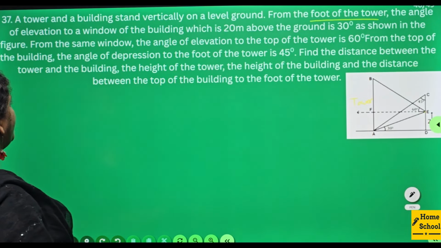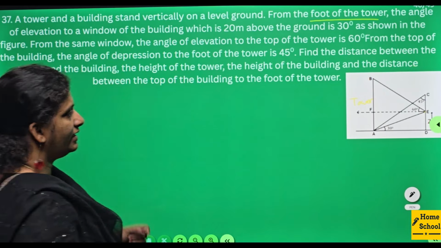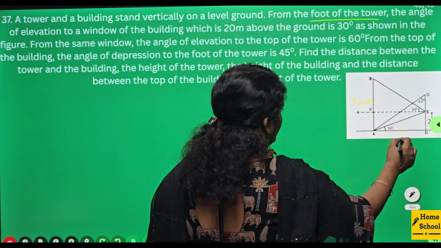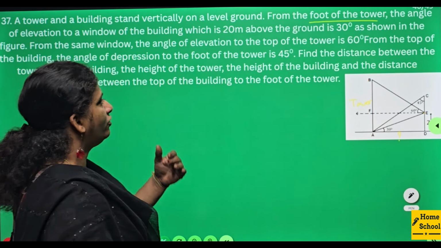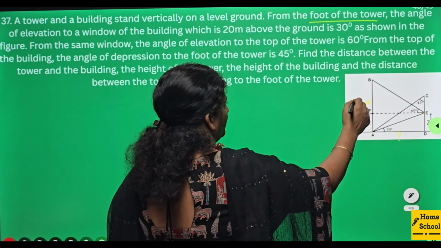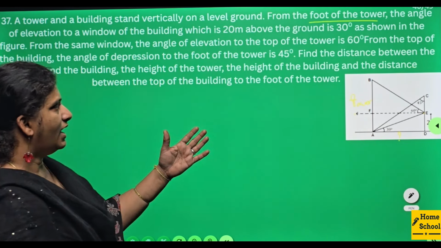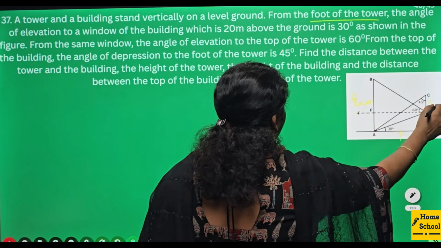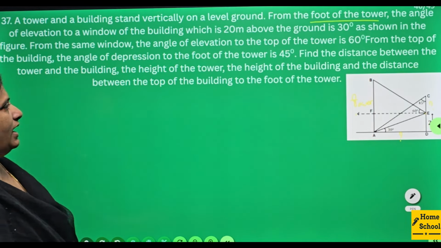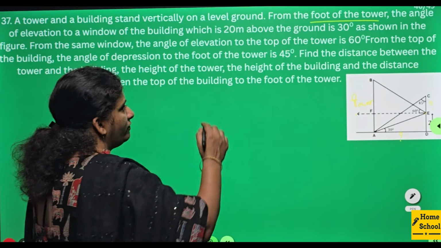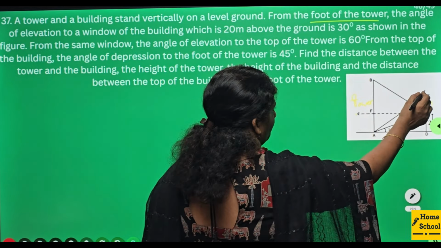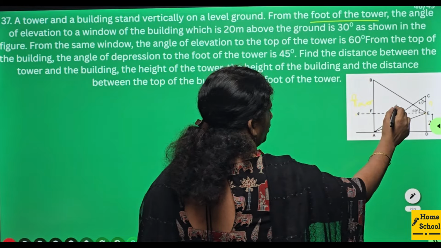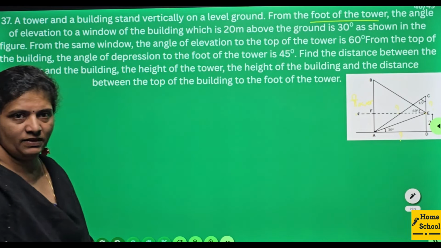Find the distance between the tower and the building, which means AD, we want. The height of the tower, AB. The height of the building, and the distance between the top of the building to the foot of the tower, which means AC.